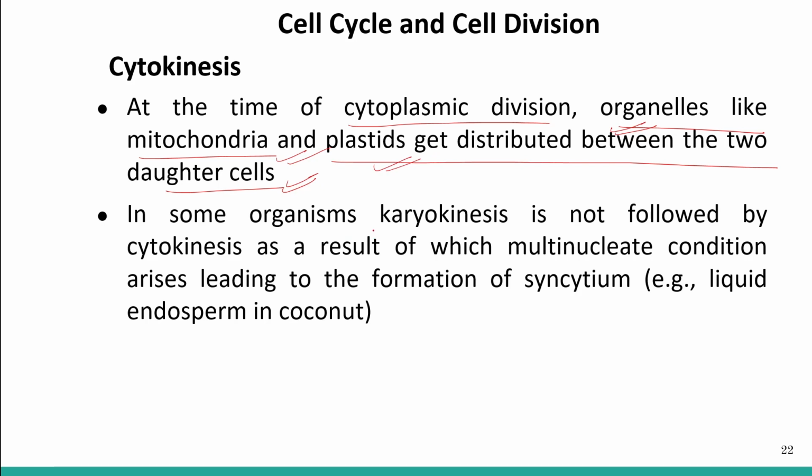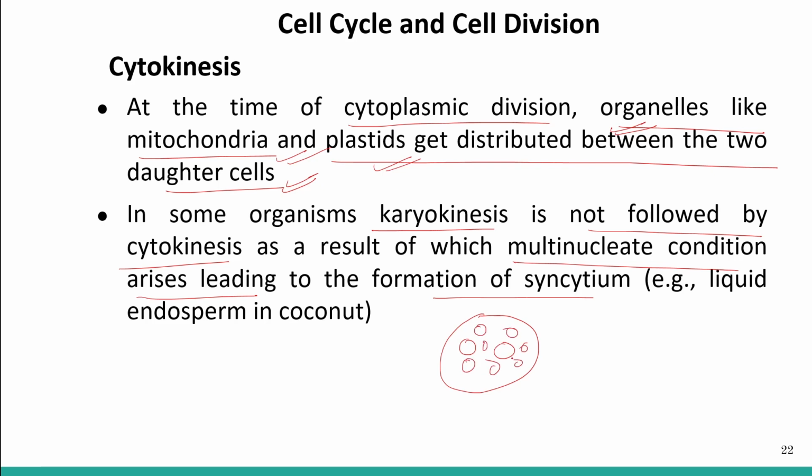In some organisms, karyokinesis is not followed by cytokinesis, as a result of which a multinucleate condition arises, leading to the formation of syncytium. So what happened in a cell? The nucleus divides into two, and this nucleus again divides, and lots of nuclei you can see in a single cell. So that is the syncytium. No cell division is taking place. An example is the liquid endosperm in the case of coconut.